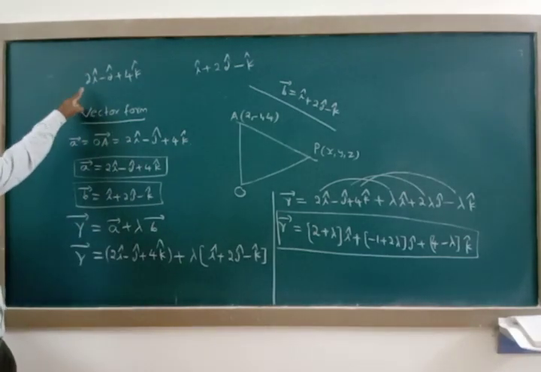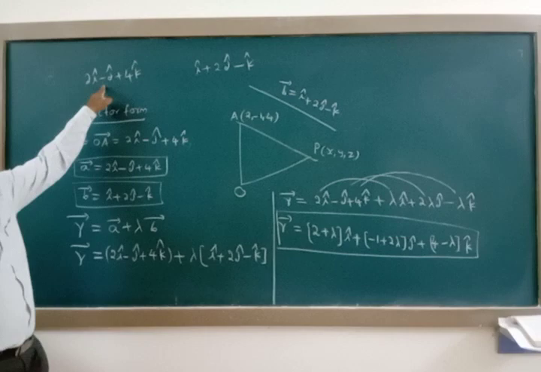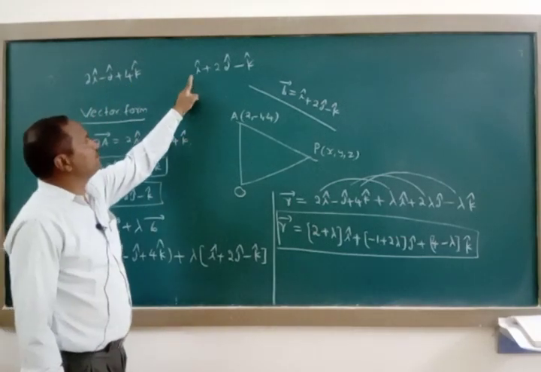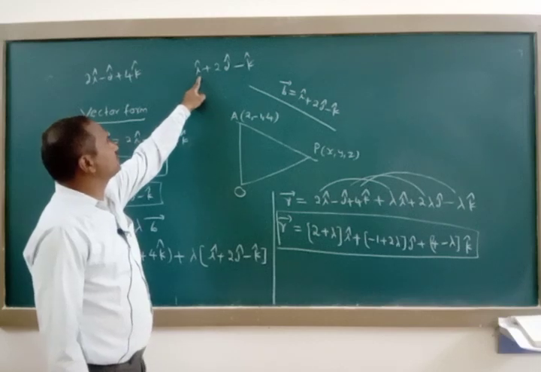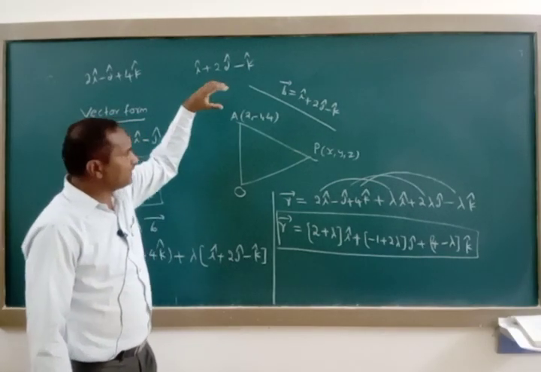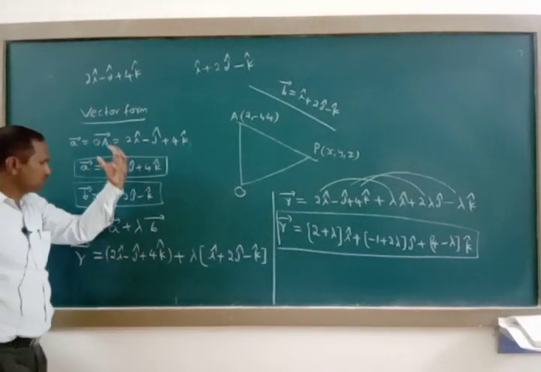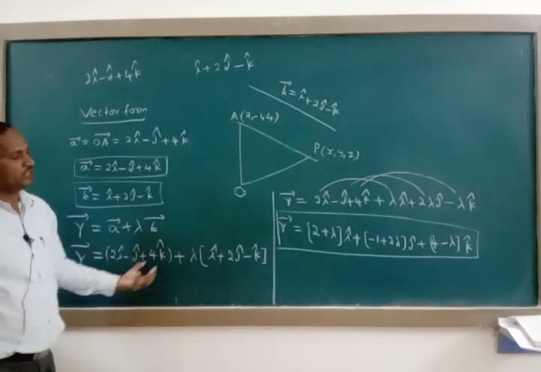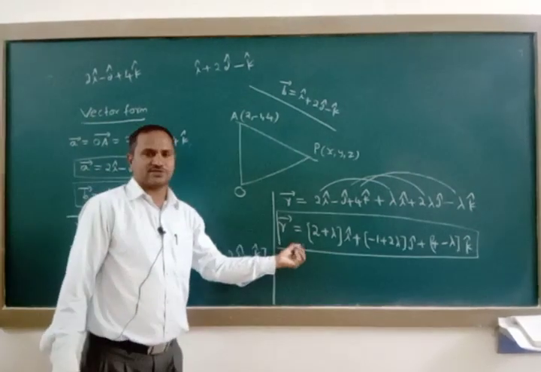The line is passing through the position vector of the point capital A, that is 2i cap minus j cap plus 4k cap, in the direction of this vector, meaning it should be parallel to this. B vector is equal to i cap plus 2j cap minus k cap. We collect these two vectors and substitute them in the vector form of the equation of a straight line. The required equation will come like this.